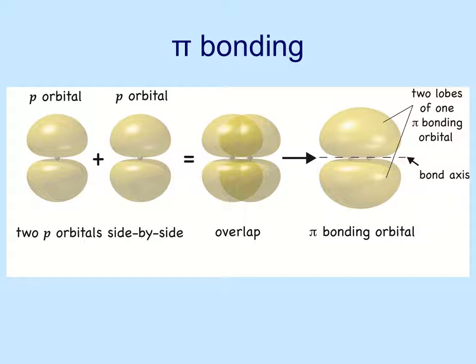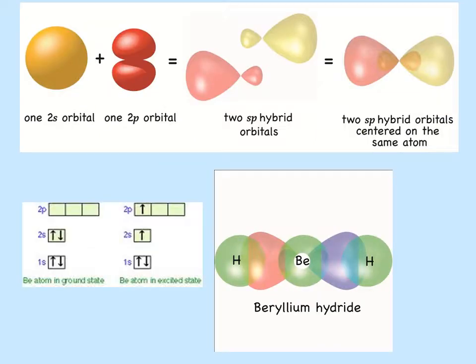Pi bonding, we have p orbitals. This is 2 p orbitals side by side. You recall that p orbitals have this dumbbell-shaped lobe, and when they overlap, they form a pi bonding orbital. So we have electrons above and below the plane of the atoms, and this bond turns out to be a very reactive bond. Now we have a situation called hybridization that quite often takes place that explains why certain compounds look the way they do.